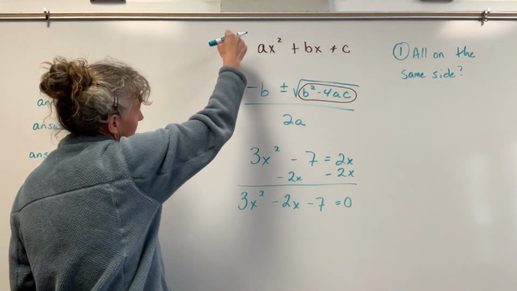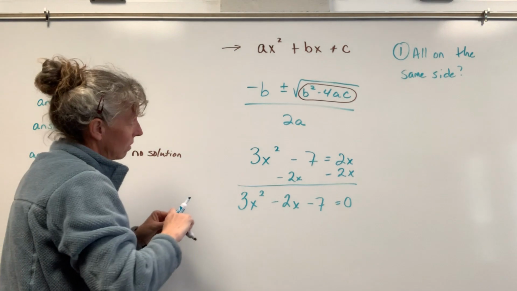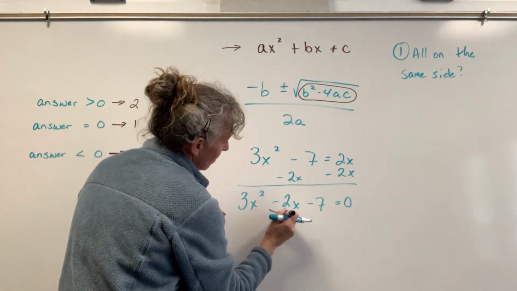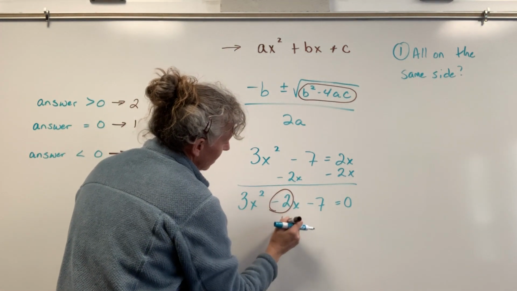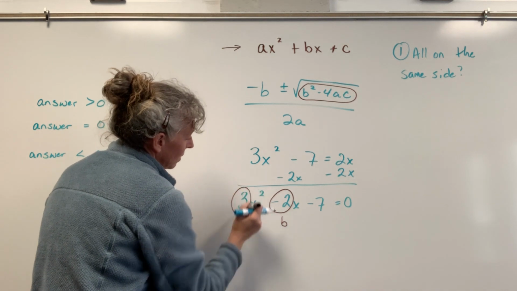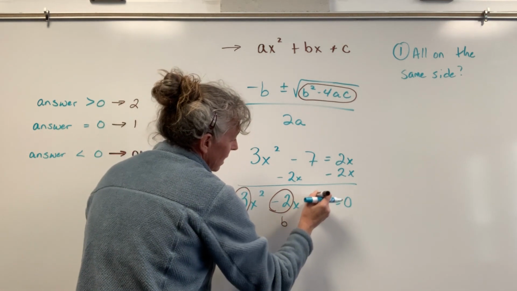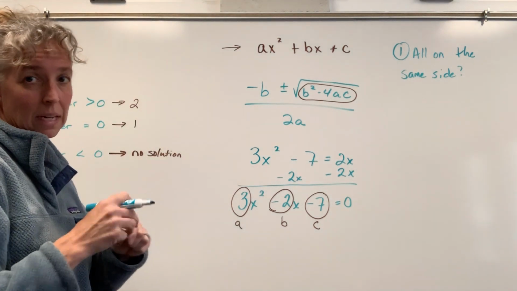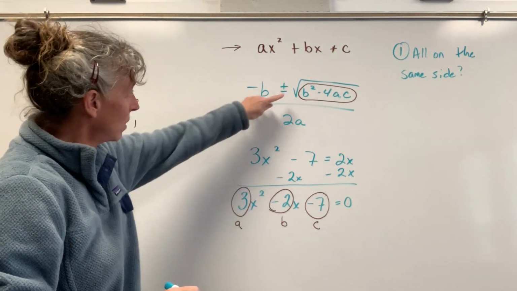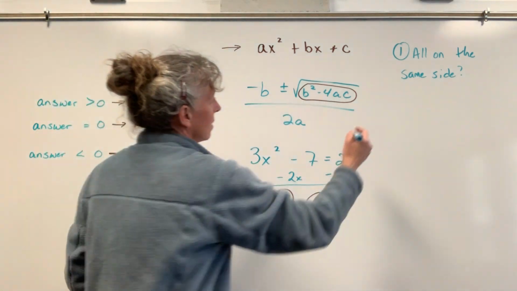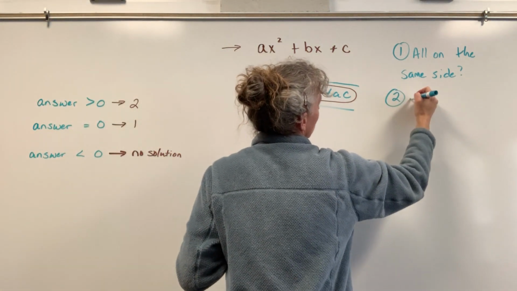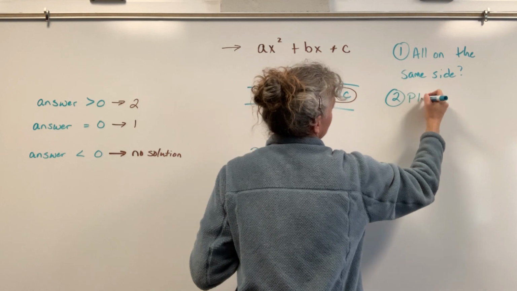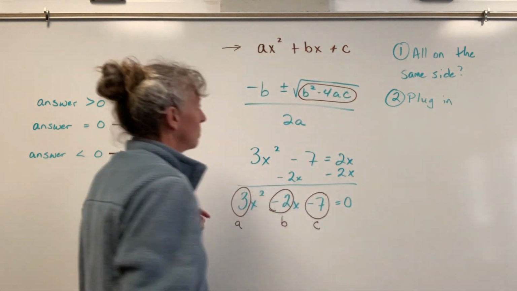Remember, according to our little example here, our B is this number right here, our A is this number, and our C is this number. So let's go ahead and put it into the discriminant, which remember is only this. So we're going to plug it in.